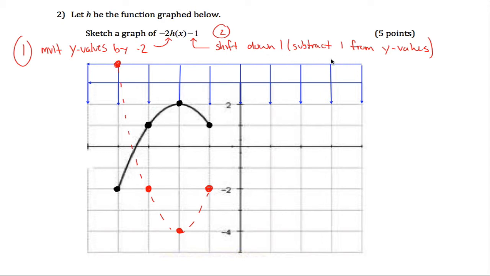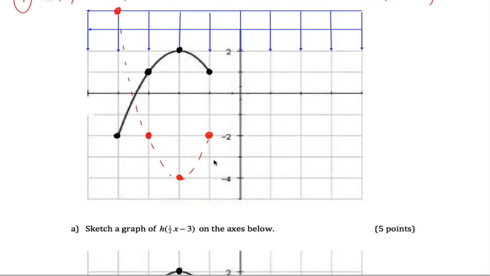But I'm not done. I still have to shift this thing down by 1. So I have to subtract 1 from all the different y values. This y value is now 4. I don't want it to be 4. I want it to be 3. This one's negative 2. I want to subtract 1 from that to get negative 3. 1 less than negative 4 is negative 5. And again, 1 less than negative 2 is negative 3. So what I get for my final answer, try my best to connect the dots with something that resembles a curve, which is very hard to do on a computer.